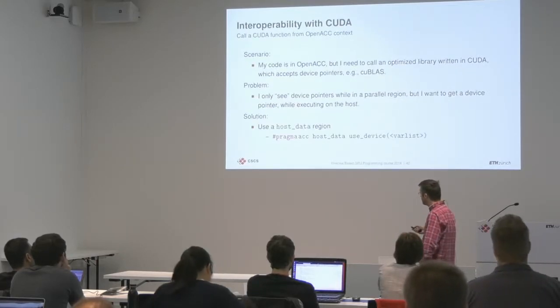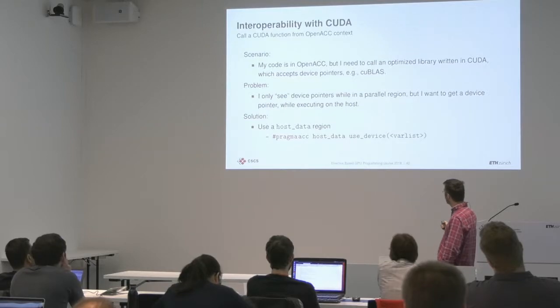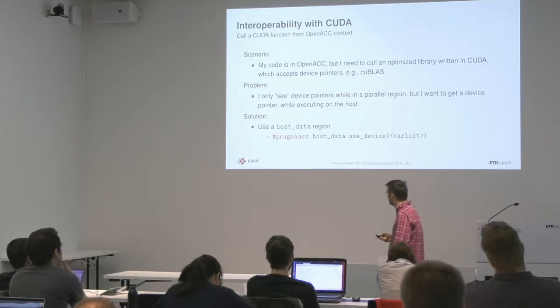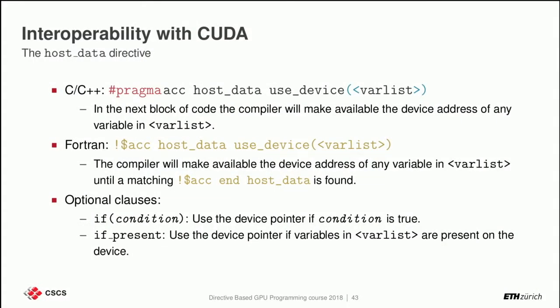The solution is a special directive called host_data, and you say host_data use_device, and here you put a variable list. Let's see it in a bit more detail. You say acc host_data use_device, which takes a variable list. In the next block of code, whenever you reference the variables in the variable list, you will actually be getting the device pointer.